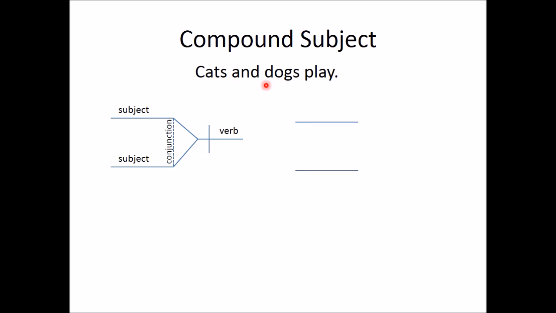You're going to draw the two lines. We're going to have cats and dogs. Connect those two lines. Draw your T. Add your verb, play. And then connect the cat and the dog, the two subjects, with a dotted line. And then add the coordinating conjunction and. So now this is how you diagram a sentence with a compound subject, meaning two or more subjects. Cats and dogs play.